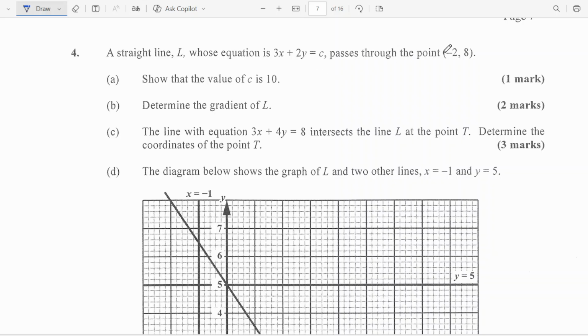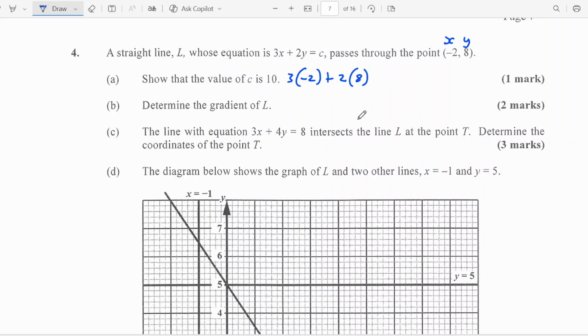So they give us a point. Once you have a point on the line, all we need to do is substitute that point into this equation and we get the value for c. Right? So that first part we would say 3. Remember in coordinates, x always comes first, right? That is x and that is y. So we will substitute x as -2. So we'll have 3, open bracket, -2, plus 2 by y, which is 8. Right? And that's supposed to equal the c.